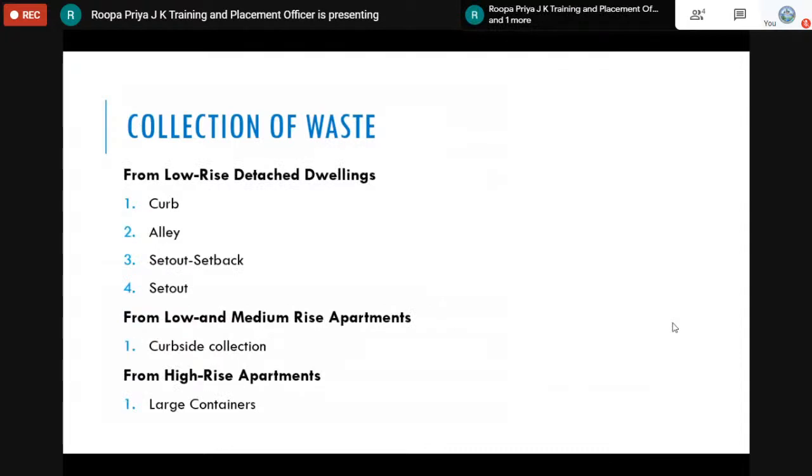These are different collection procedures which are followed for low-rise detached dwellings. The different ways are curb collection, alley collection, set-out set-back collection, and set-out collection. If it is a low and medium rise apartment, we follow the curbside collection process. If it is a high rise apartment, we use large containers for collection of the waste. So these are different types of collection of the waste from different types of dwellings.